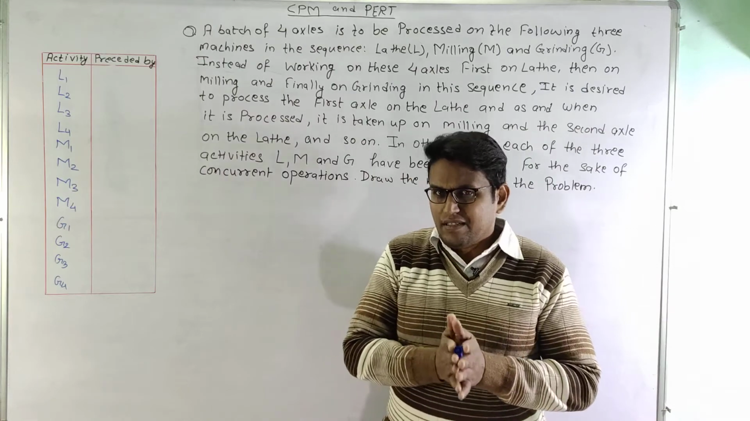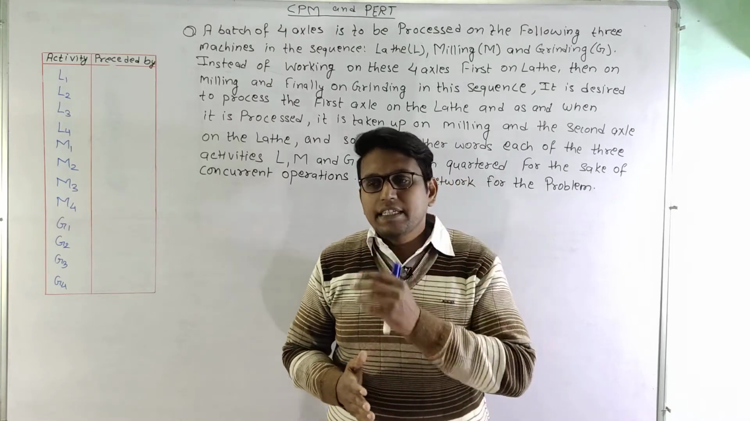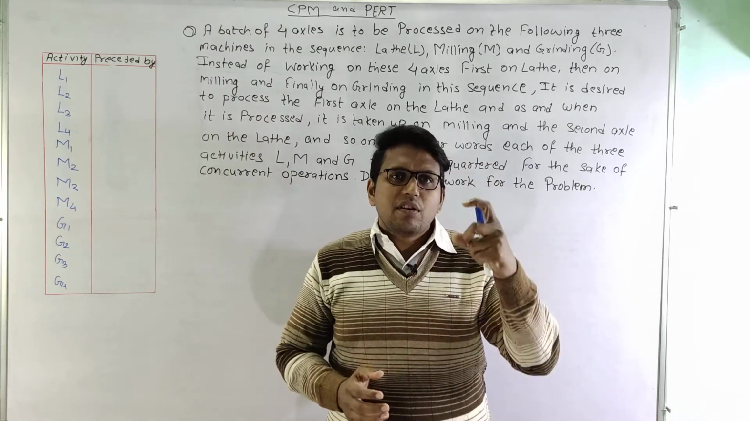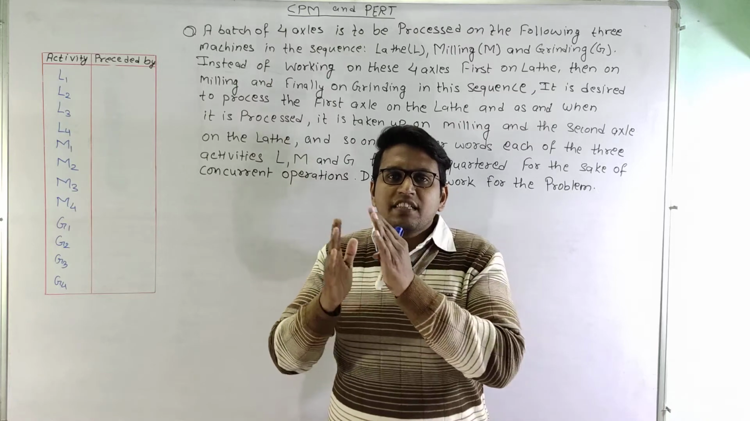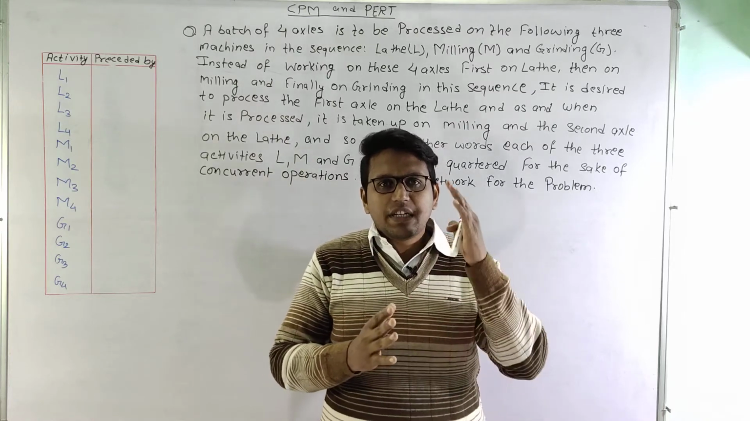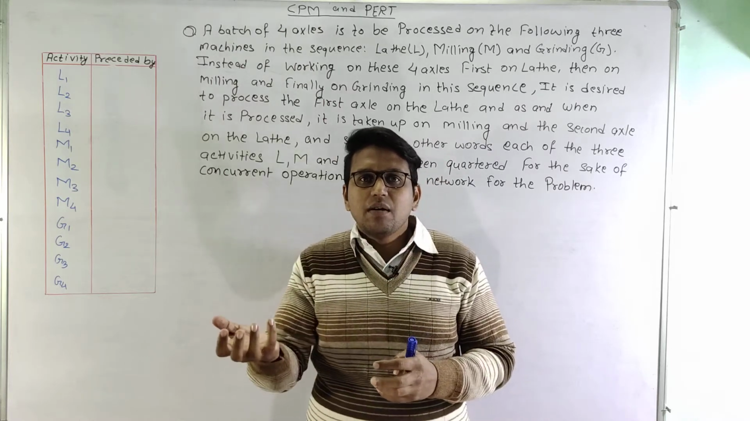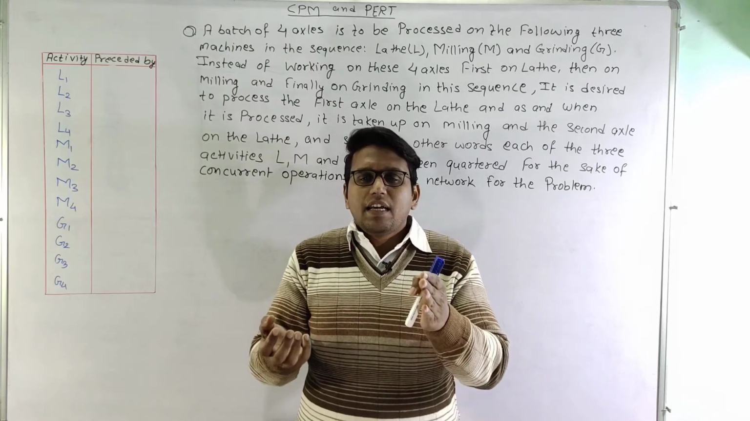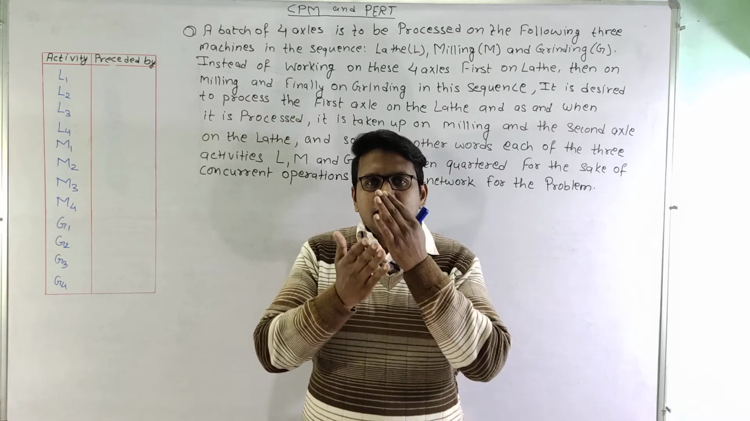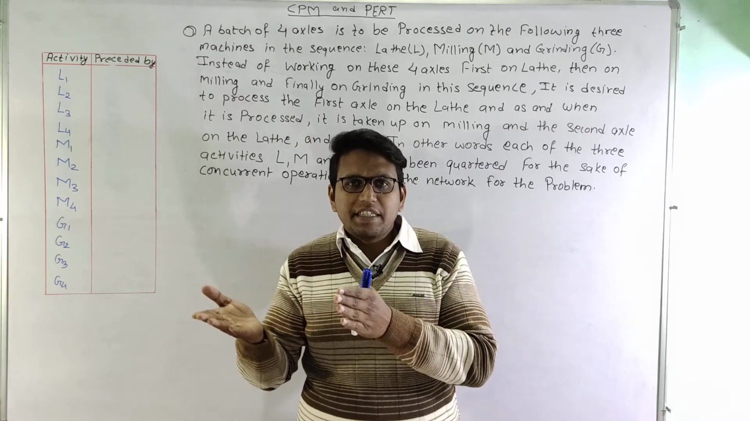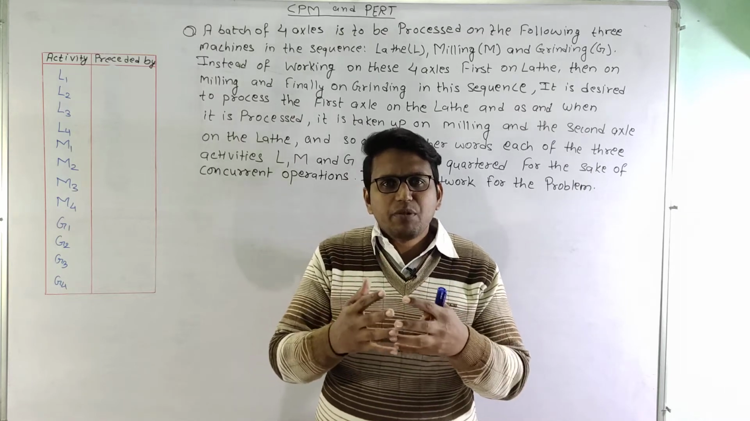So in this particular problem, it says that there are 4 axles which need to be processed on 3 machines in the sequence of lathe, milling and grinding. But instead of taking a sequence where all the 4 axles are first processed on lathe, then all the 4 axles are processed on milling and then grinding, what we desire is to take the first axle and do lathe operation, and as and when it is completed, we will take the first axle to the milling and the second axle to the lathe. So there are concurrent operations of lathe and milling carried out simultaneously. Similarly, as the second is completed on milling, it is transferred to grinding, and the second completed on lathe is transferred to milling. So this sequence has to be followed.